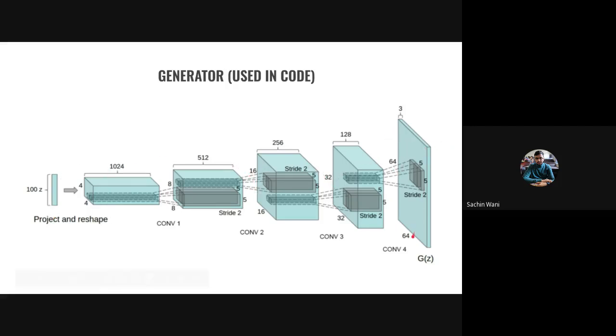So finally we get an image through the generator, and we can call this G of Z, since Z is the noise vector that we started with at initialization. So G of Z is basically the generated image.